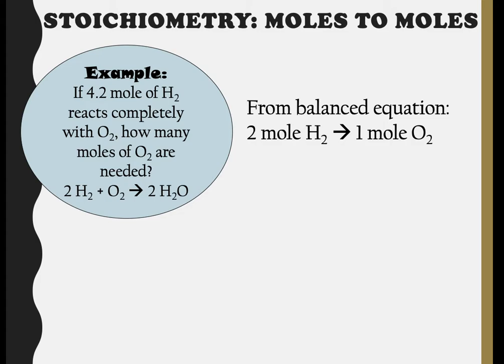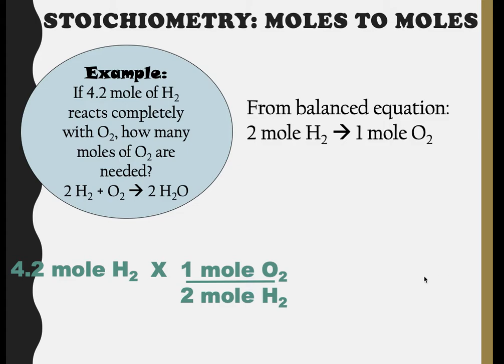Step number 1 is write down what you have. So in the problem, you were given 4.2 moles of hydrogen. So write that down first, draw your X, and draw your line. Step number 2, look at the unit. The unit is going to tell you what goes on bottom because I want my units to cancel. So my 2 moles of hydrogen go on bottom, and that means my 1 mole of oxygen goes on top.